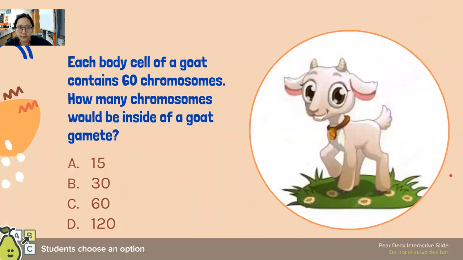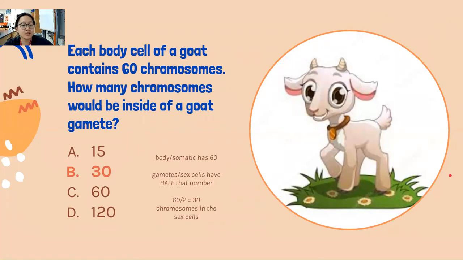Answer this question for me now in the pair deck. Each body cell of a goat contains 60 chromosomes. So how many chromosomes would there be inside of a goat gamete? The answer is that if a body cell is 60 chromosomes, the gametes should have half the number. So 60 divided by 2 should be 30 chromosomes in the gametes or the sex cells. So the answer is B, 30.